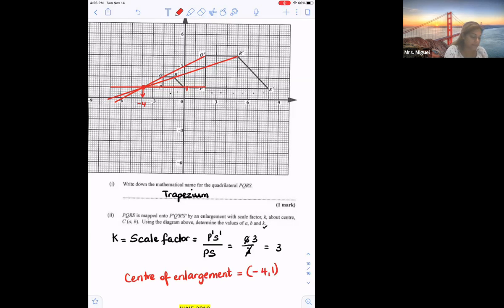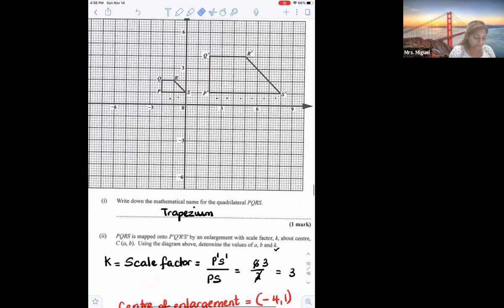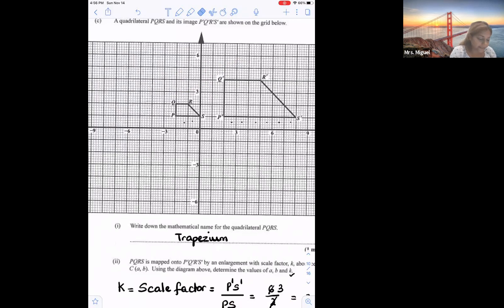So to find the center of enlargement, I just extend the lines, and I must connect corresponding vertices. So let me show you all that again. So this is what I have. I'm going to connect Q prime to Q. So I draw in a straight line from Q to Q prime. Then I'm going to extend this line.